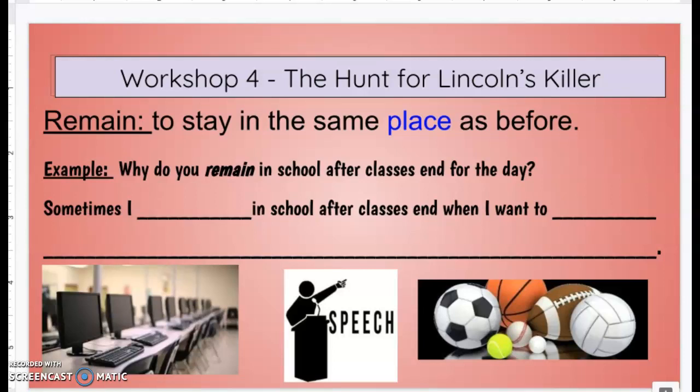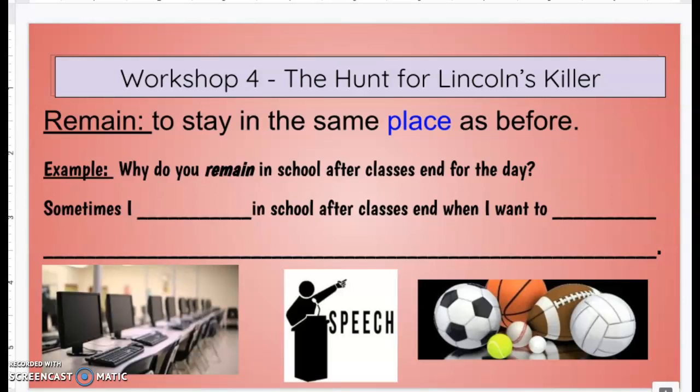Now my examples start with a base verb phrase because after to, I need a base verb. You might also tell about an after-school activity you're involved in, that you're remaining in, okay? All right, the question you're going to answer is, why do you remain in school after classes end at the end of the day? Sometimes I remain in school after classes end when I want to do what?